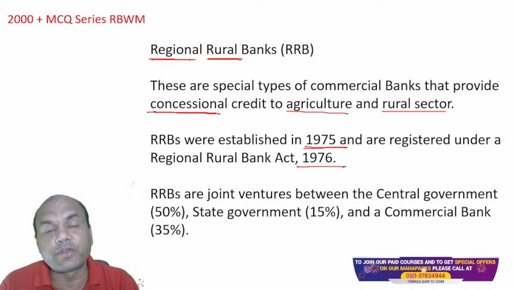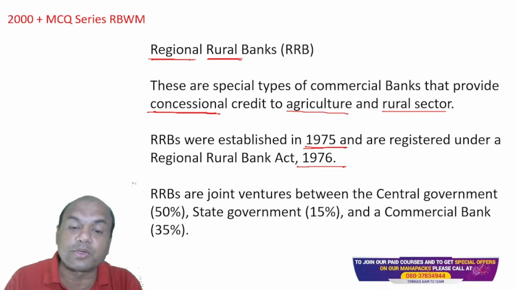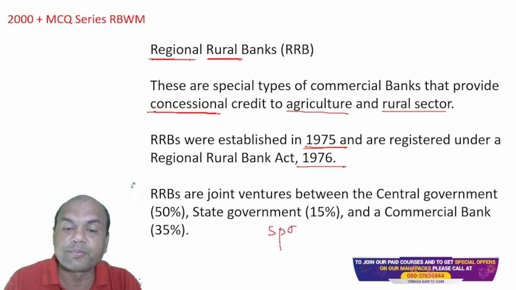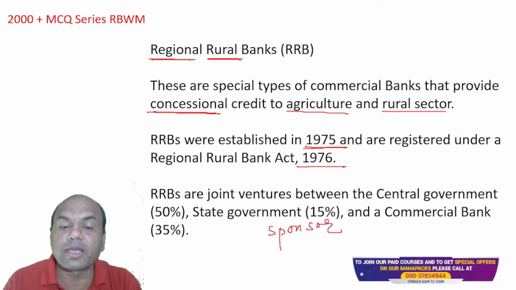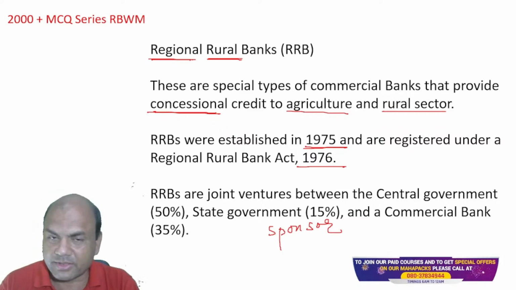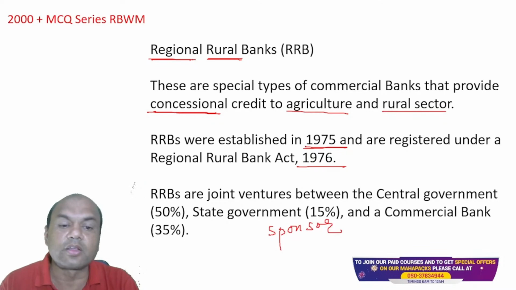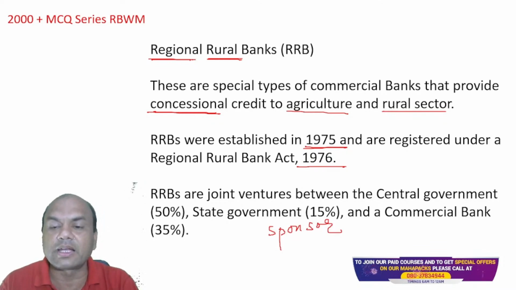State government has 15% of the capital, and commercial bank. Now, commercial bank, this is known as the sponsor bank. This sponsor bank holds 35% of the equity of this RRB. In fact, there is a fight going on right now. From your exam point of view, remember, this is the structure: central government 50, state government 15, and commercial bank 35.